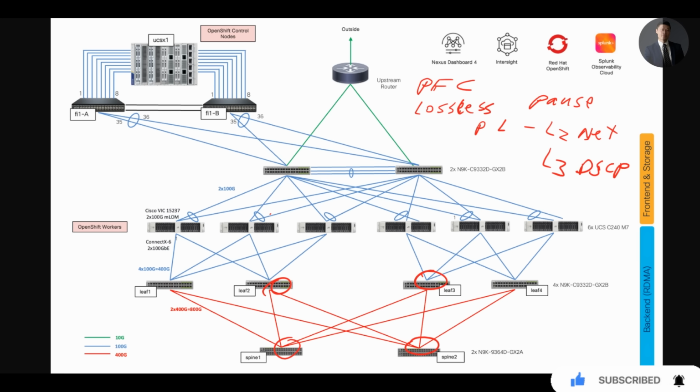In this RoCEv2 environment, the PFC complements the ECN just by providing an additional layer of congestion control. It makes sure that the critical traffic flows remain uninterrupted.